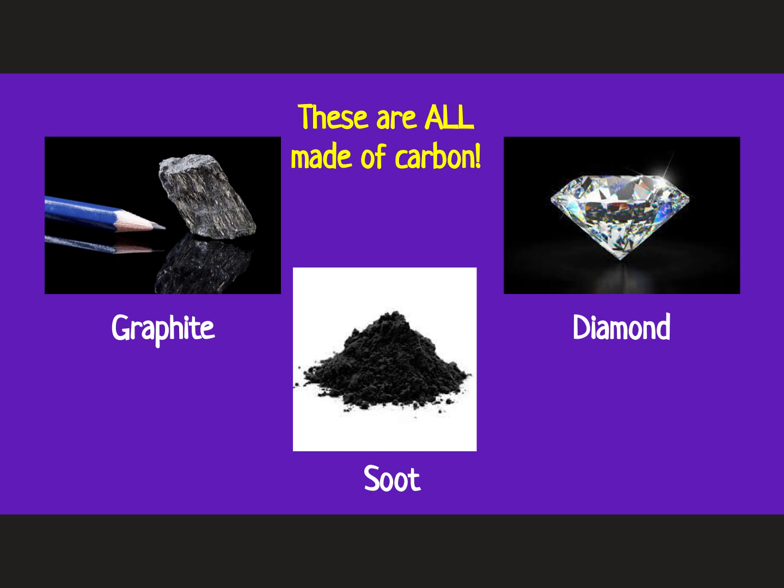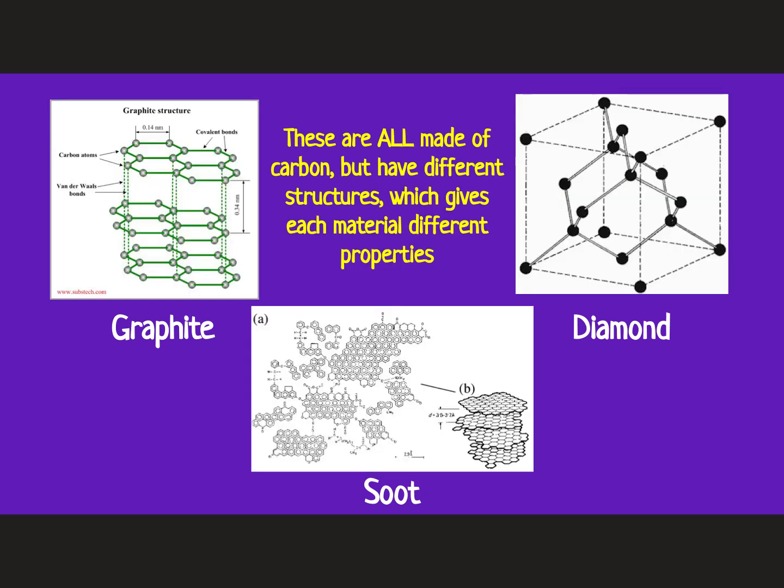All right, so this one's graphite. Stuff you write with your pencil. Here's a diamond. And here's soot. And guess what? These are all made out of the same element, carbon. The same one. There's nothing more to it. It's just carbon. How is that possible?